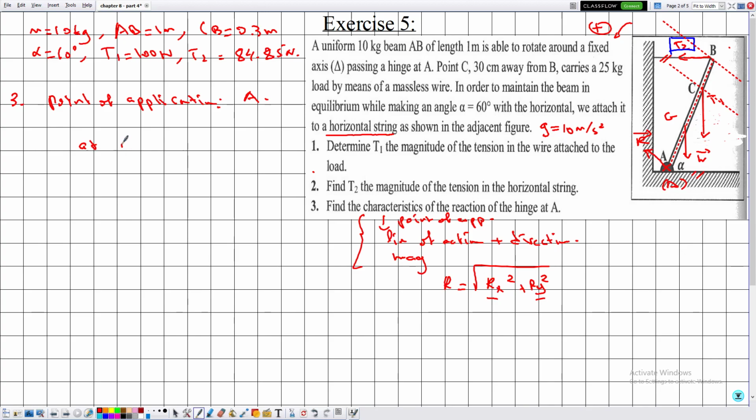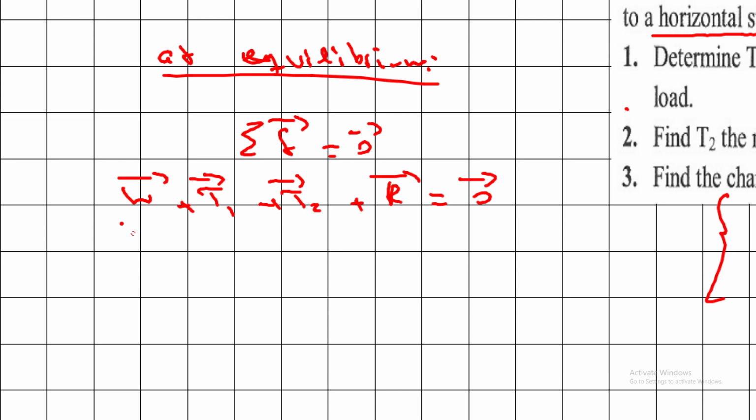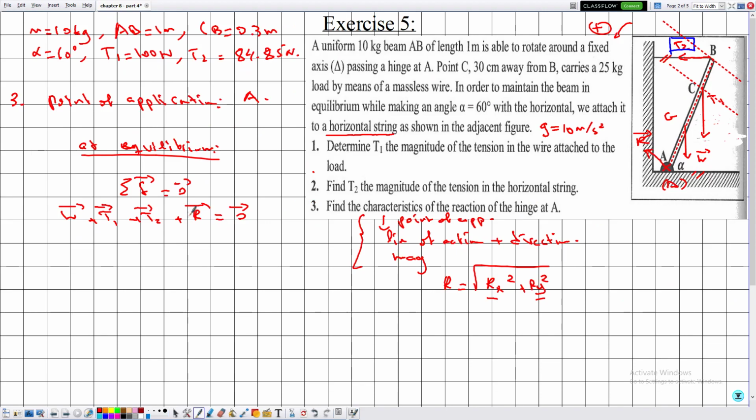Then let me write at equilibrium. We have that the sum of forces is equal to the 0 vector. We have the weight, the tension T1, the tension T2, plus the reaction R equal to 0. Now the directions of these forces are clear, but R is not clear. Independent of the line of action and the direction of R, we will calculate it as if it is simply Rx and Ry. So this is the positive direction of the x-axis, and this is the positive direction of the y-axis. Now projection along the x-axis.